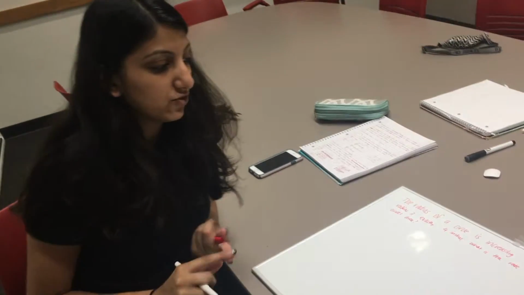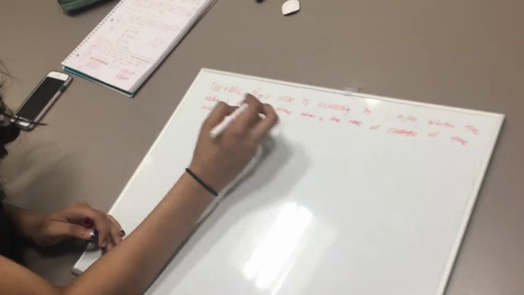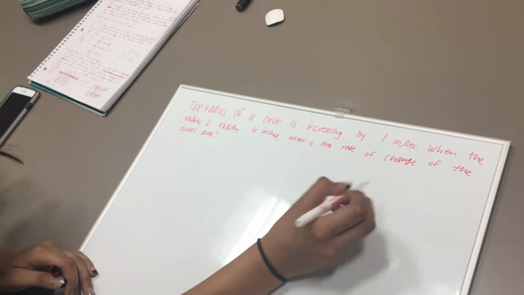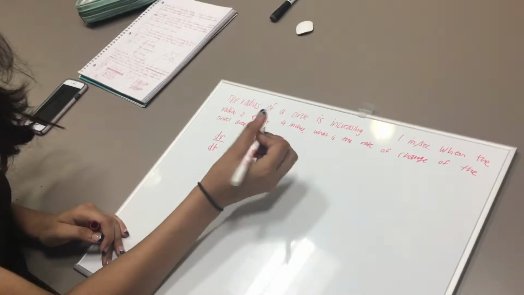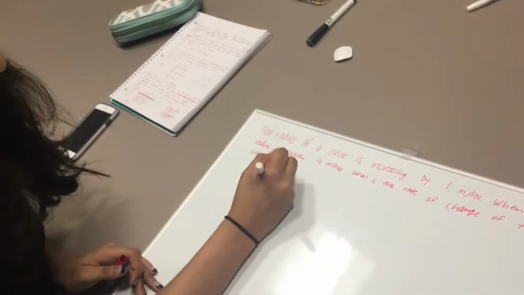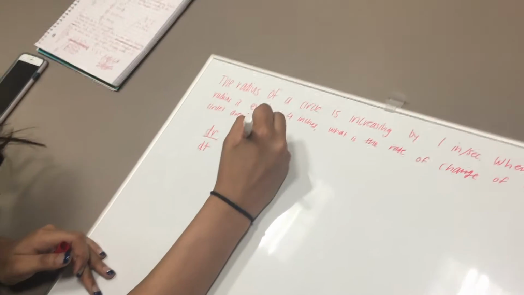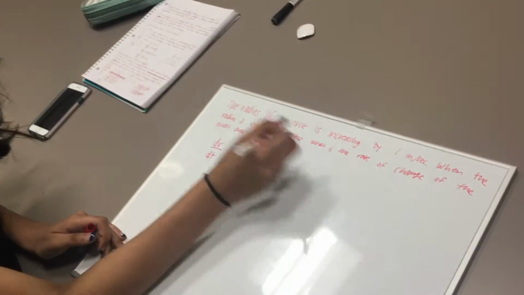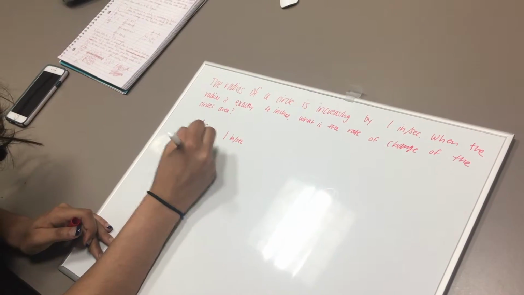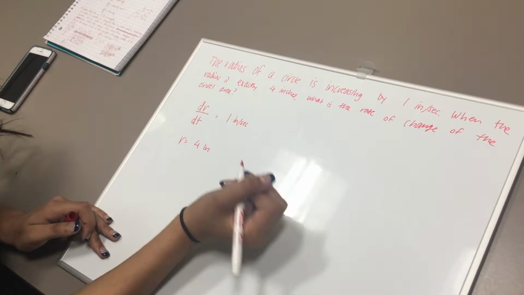So when we have a problem like this, we're first going to start off by identifying what the problem gives us. So we have a few rates of change that they give us. So we know that the radius of the circle is increasing by 1 inch per second. That means that dr dt, because it's always going to be over time, dr dt is 1 inch per second, and it's going to be positive because it's increasing. We want to find what the rate of change is when the radius is 4. So our r is going to be 4 inches.